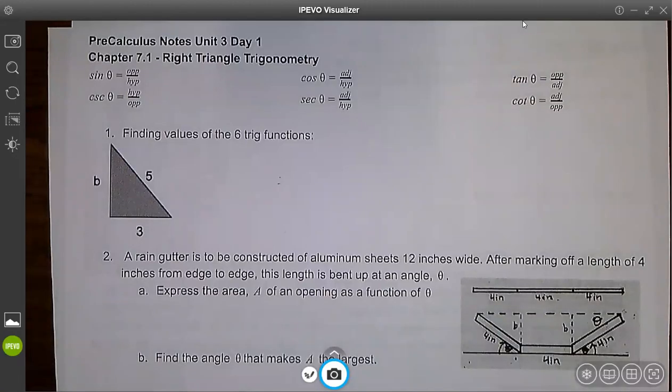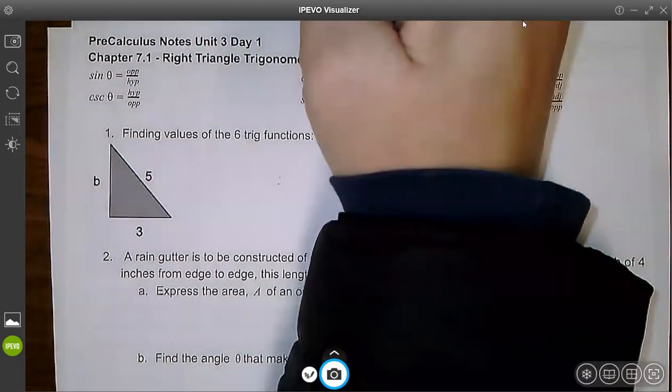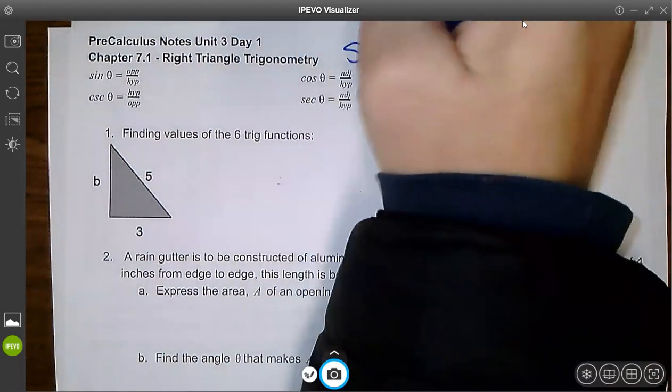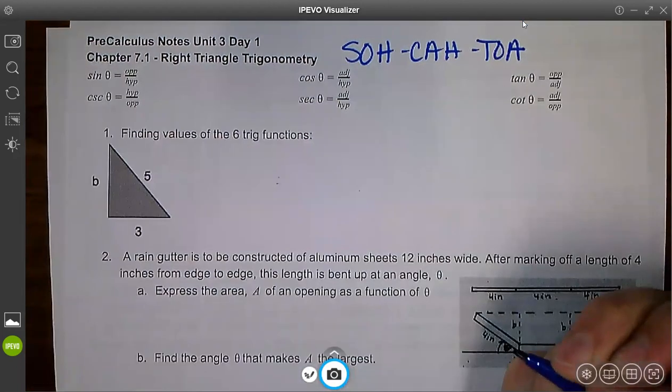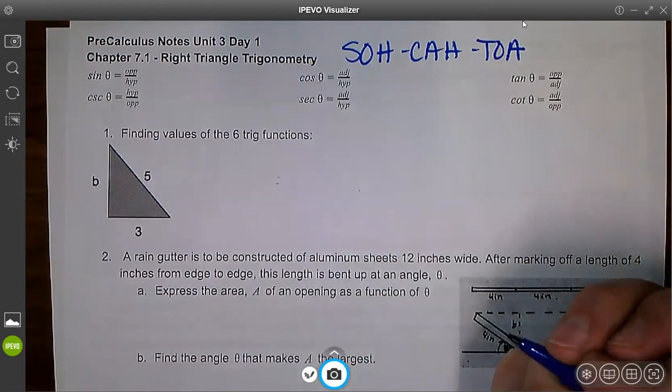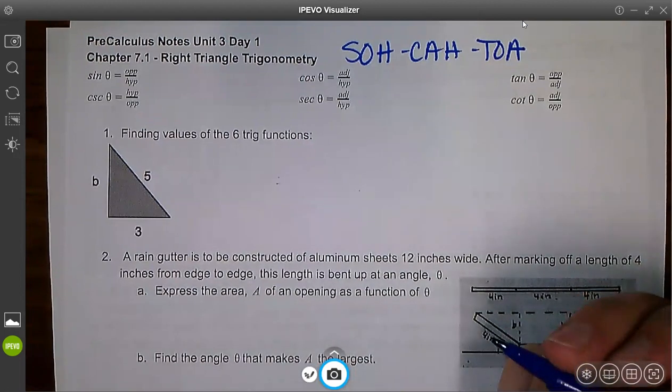Pre-Cal, Chapter 7.1, Right Triangle Trig. This is mostly a review. Right triangle trig is something you've seen for a while if you remember SOHCAHTOA. SOHCAHTOA: sine equals opposite over hypotenuse, cosine equals adjacent over hypotenuse, tangent equals opposite over adjacent.